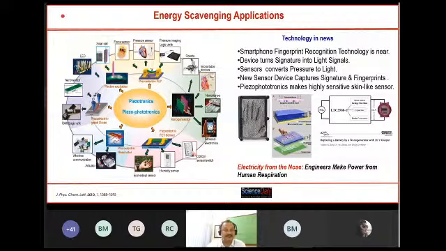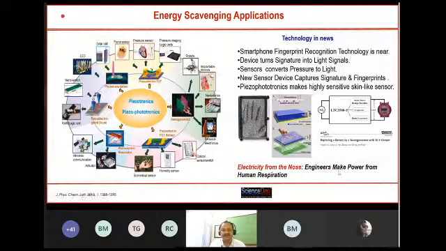And there are several applications that people are thinking of based on this particular phenomenon. It starts from the force sensor to pressure sensor to biomedical sensor, and many other systems like robotics, implantable devices, and so on. And these are the recent developments that people are thinking of, even smartphone and fingerprint recognition, even electricity from the nose.